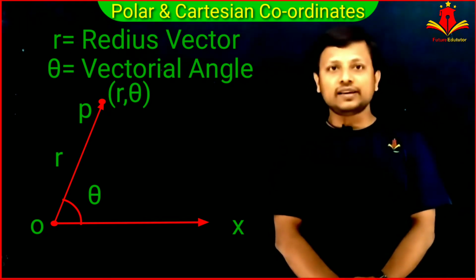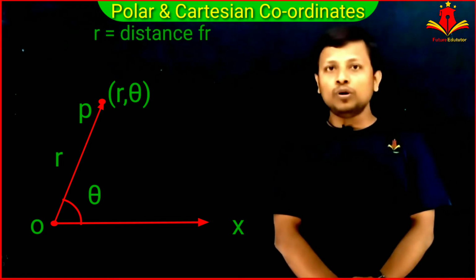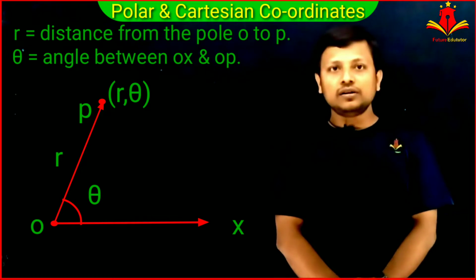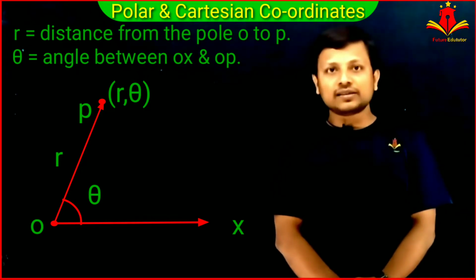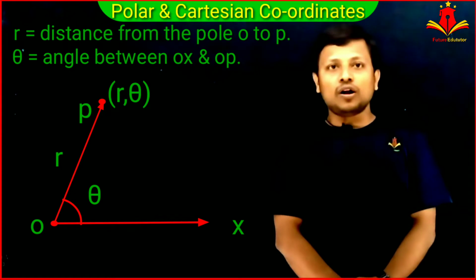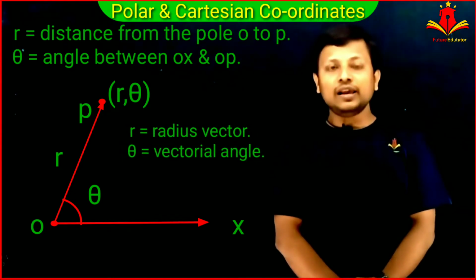r is the distance of the point P from the origin or pole, and the angle between the lines OX and OP is theta. r is called the radius vector and theta is called the vectorial angle.